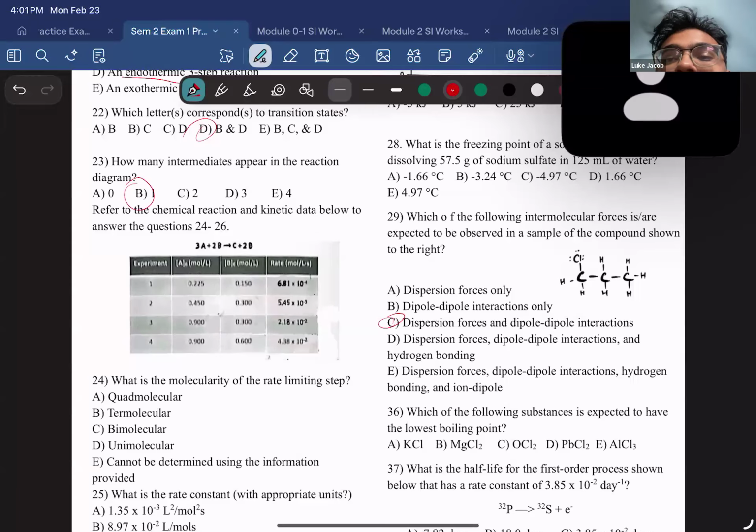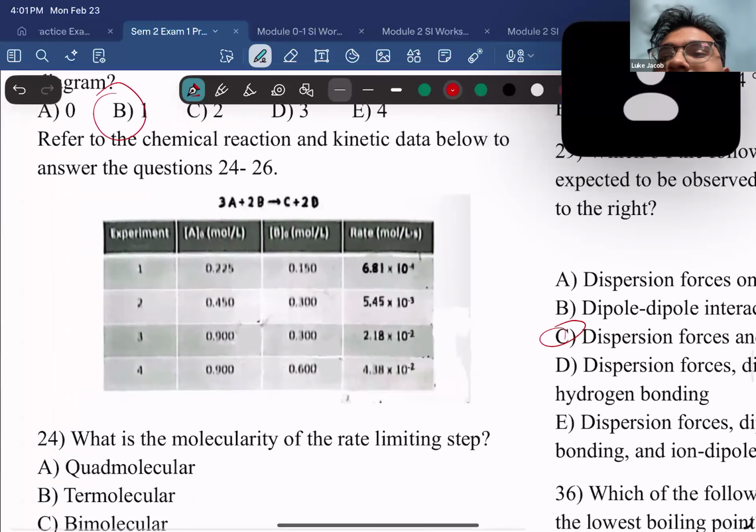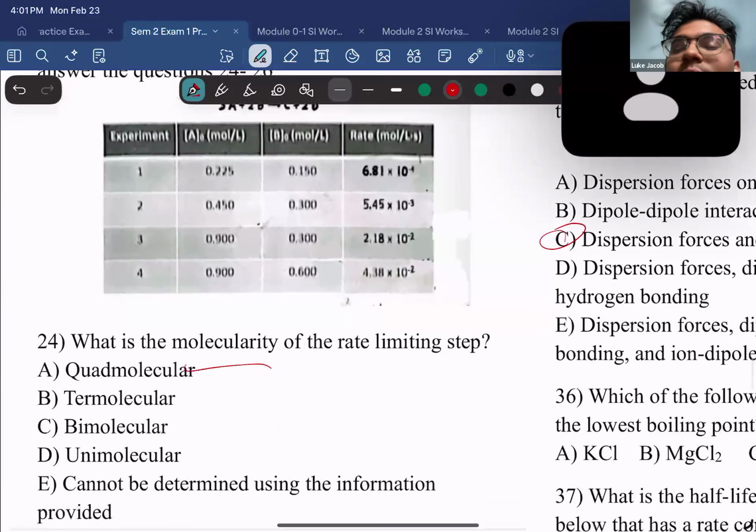So this is a question we did in class. So let's apply some of these concepts. Okay. So we see here that we have experimental data. And they're asking first for the molecularity. So what we have to do is find the rate law. So this is what I did during my SI sessions. So this will be pretty helpful.